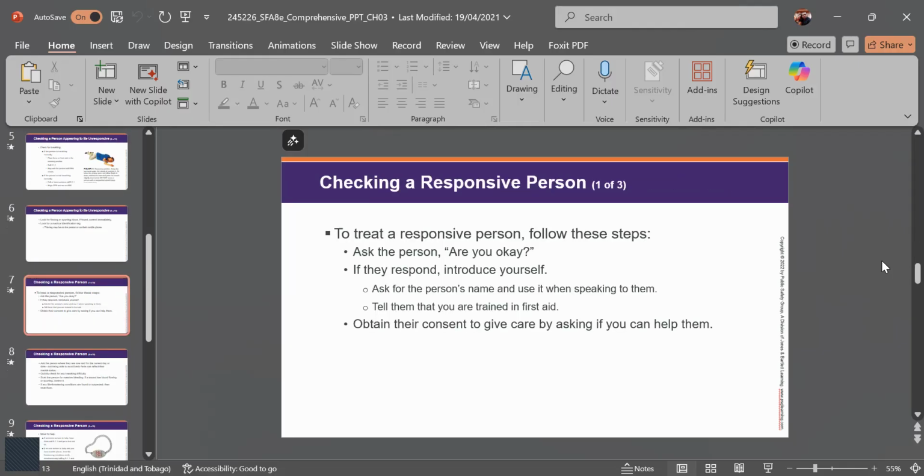But that's for the unresponsive person, the person where you tap and you shout and you call out to them and you don't get any response. Okay? The majority of patients will be responsive. And of course, we call out to them. Now we see on your screen, ask the person, are you okay? And if they respond, you introduce yourself and all these things, right?